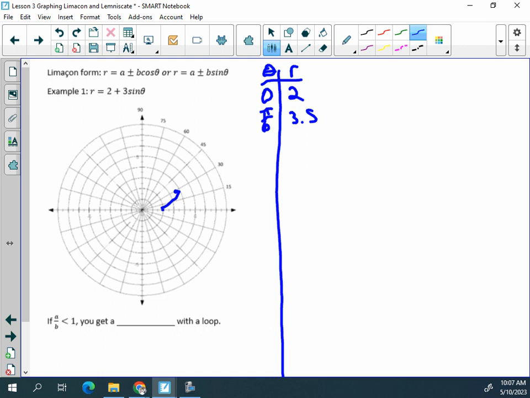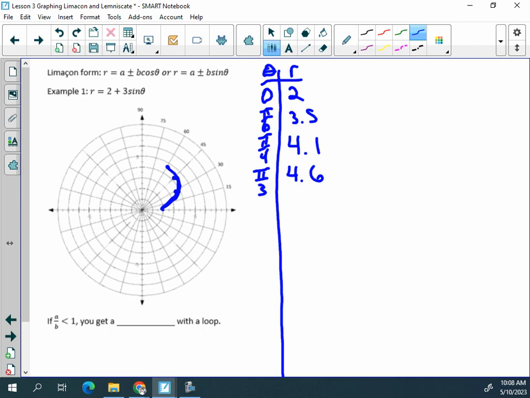So far we have this. Then we're at pi over 4. Sine of pi over 4 is root 2 over 2, times 3 is going to be 3 root 2 over 2, plus 2 is approximately 4.1. So somewhere in here. So far this is our kind of curve here. Then pi over 3, sine of pi over 3 is square root of 3 over 2, times 3 is 3 square root of 3 over 2, plus 2 gets you about 4.6. A little over the halfway mark there.